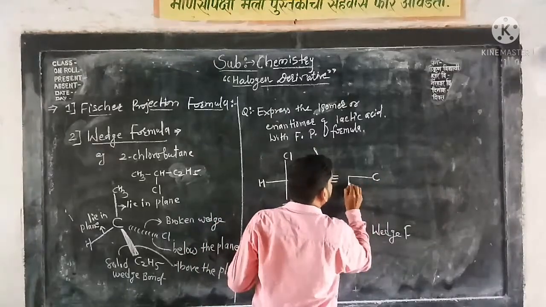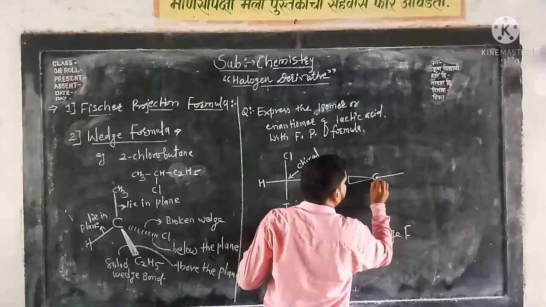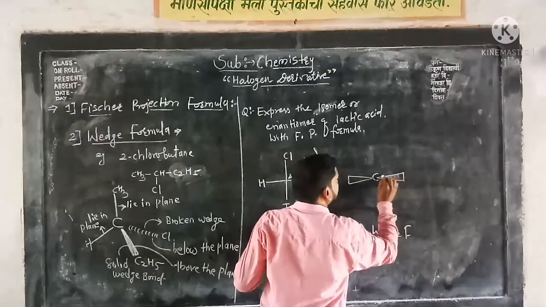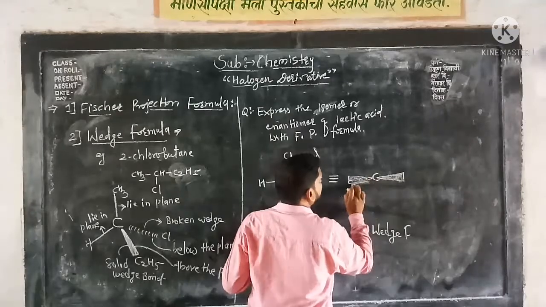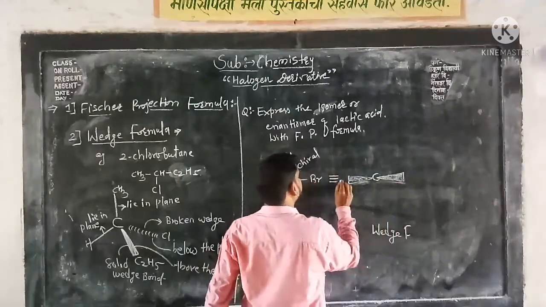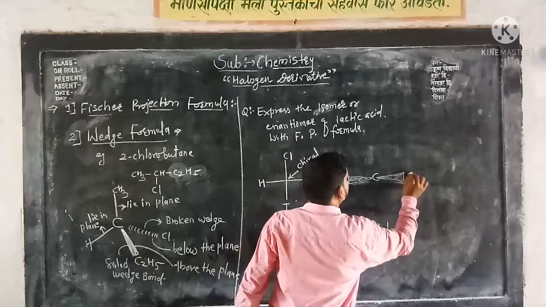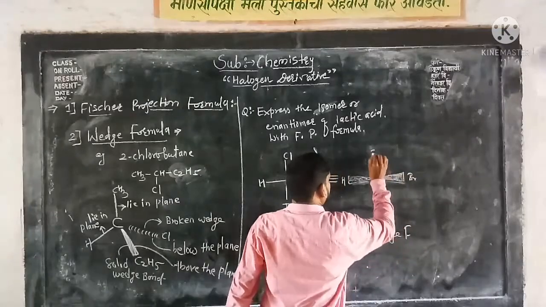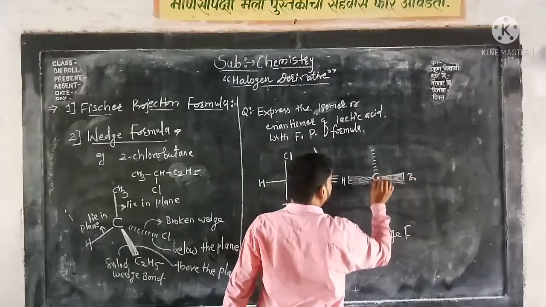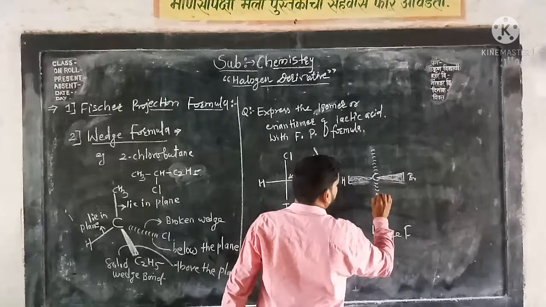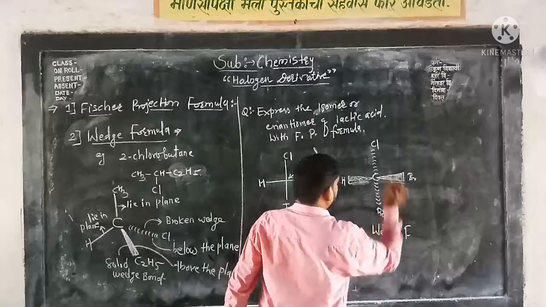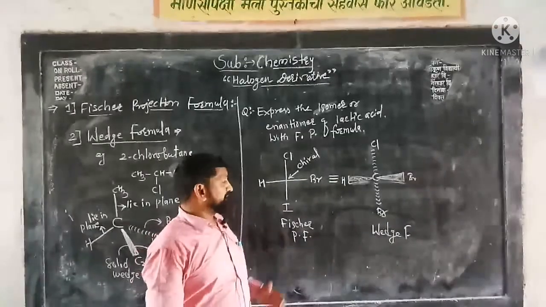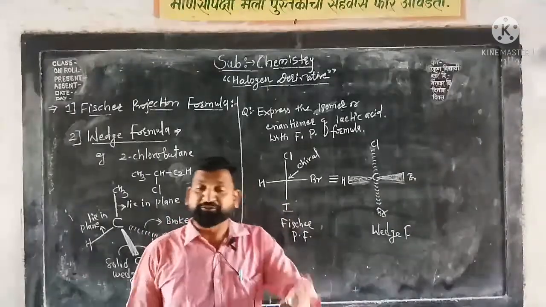Then see here what I am doing. This is your heavy wedge, or you can say solid wedge. Okay, this is your heavy wedge or solid wedge. Here there will be hydrogen, here there will be Br. Now this is your dotted Cl and Br. So in this way we can convert Fisher into wedge and wedge into Fisher.